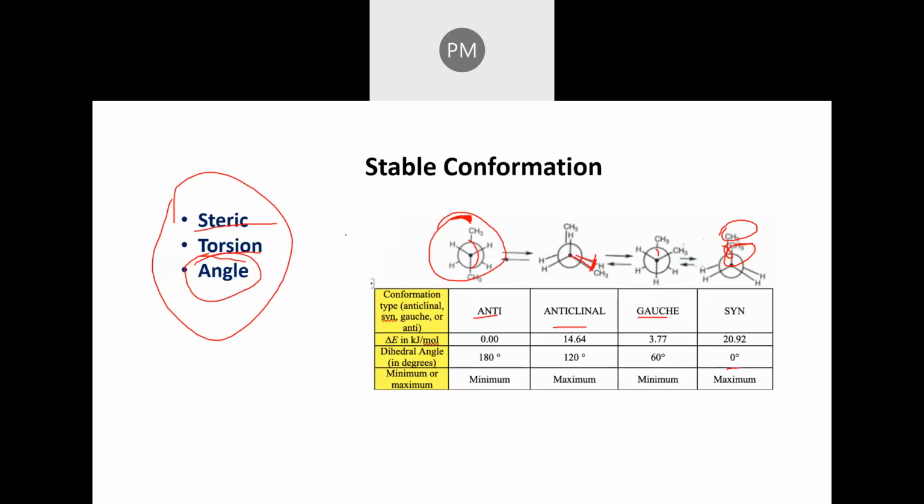So if you go by sp2 or sp3, there will be some specific angle, like 109 degrees. If your angle is above that 109 or below that, then it will not be stable. So like these three mainly destabilize our conformation.